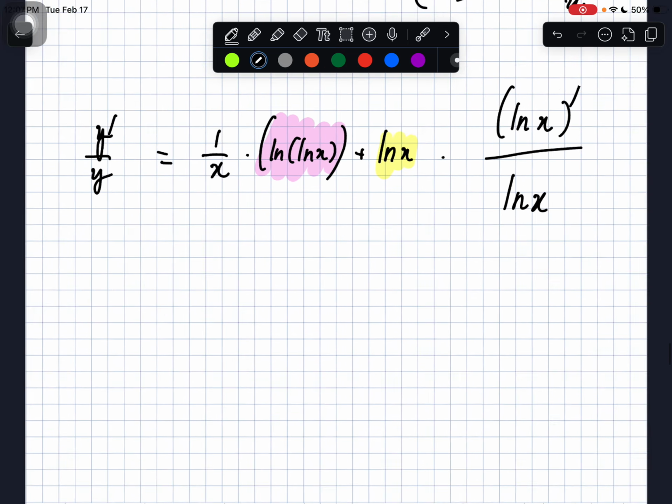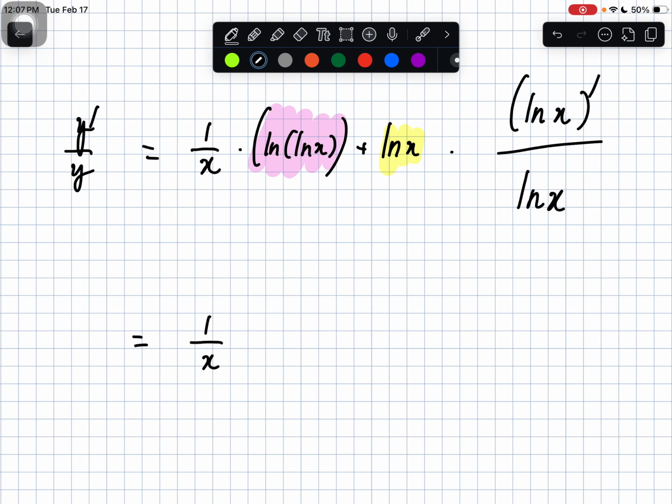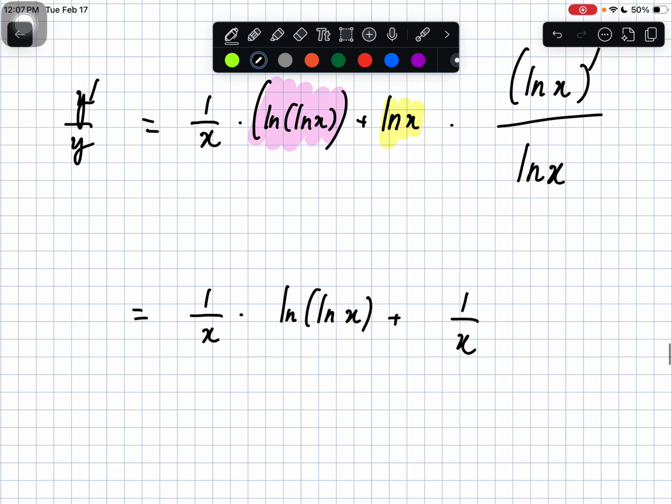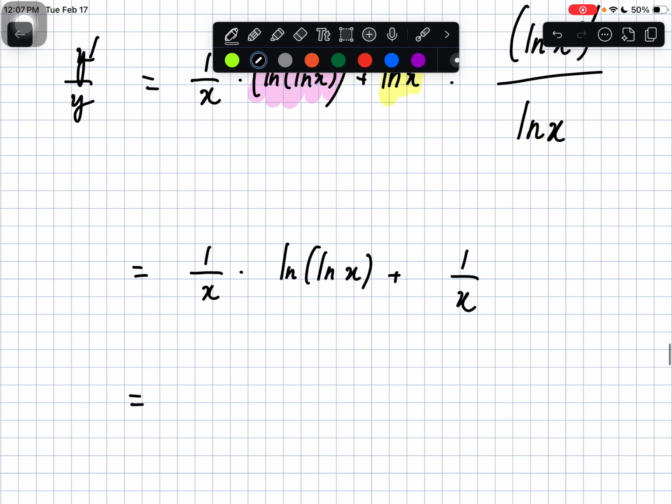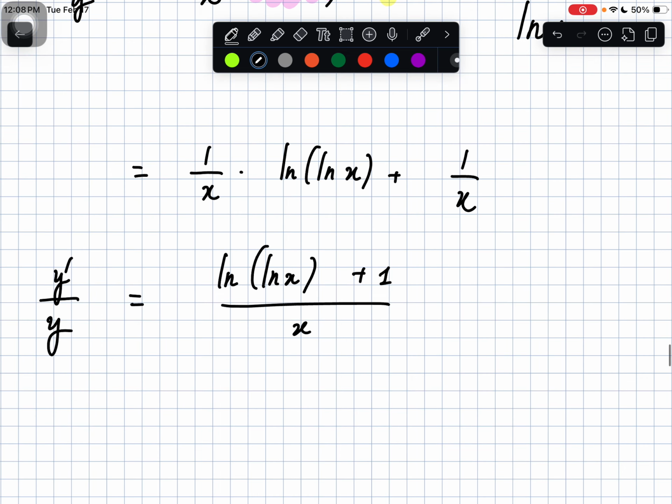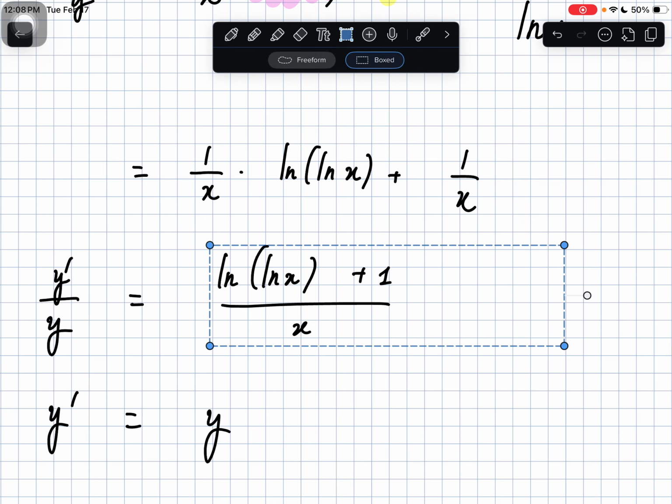So this one is 1 over x, ln x, over ln x. So the only term left is ln x prime, which is 1 over x. So we have 1 over x there in common. ln of ln x plus 1 divided by x is y prime divided by y. You multiply y on both sides, you get y prime is y times the right hand side.